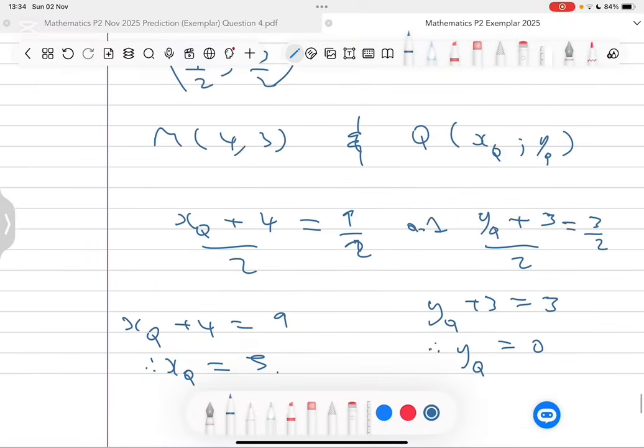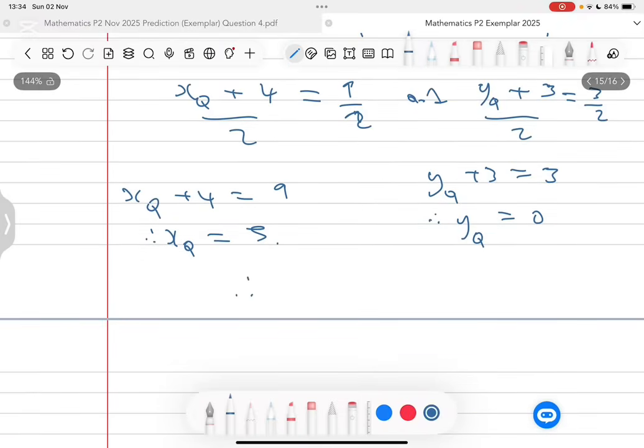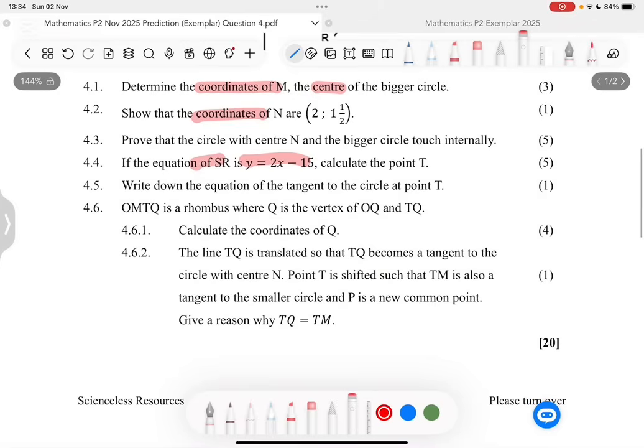Then as a result, these are our points. We can then conclude to say, therefore, the point Q would be given by 5 and 0. There are other ways in which one can do this, and I think you can explore those ways, because we still have other properties of a rhombus.